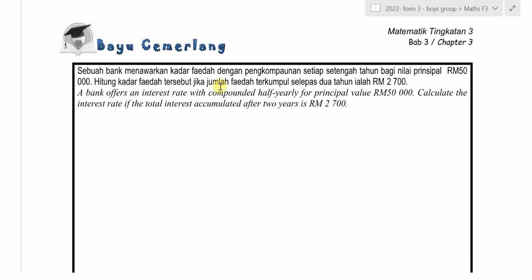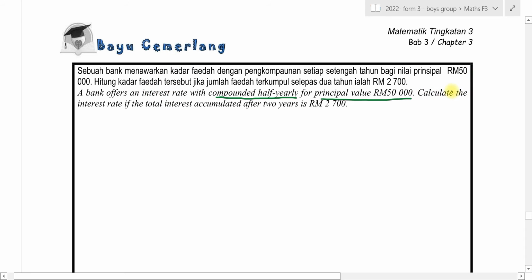The other class, quite a lengthy work for this. A bank offers an interest rate compounded half yearly for the principal value of 50,000. They never mention what the interest rate is, and that was the question. Calculate the interest rate if the total interest accumulated, that means your I, the interest you gain, after 2 years is 2,700.